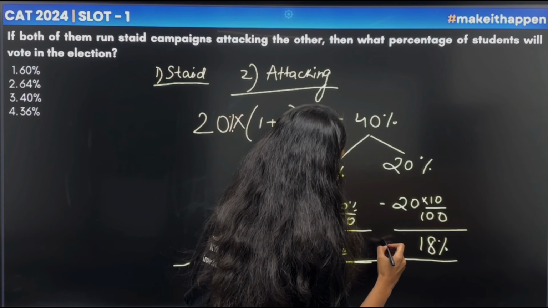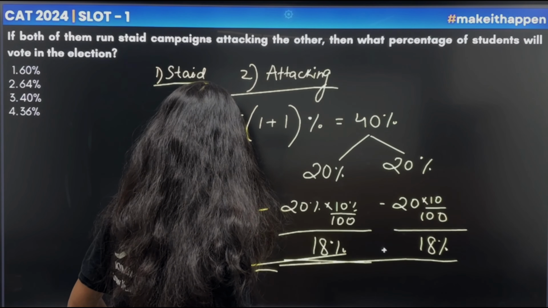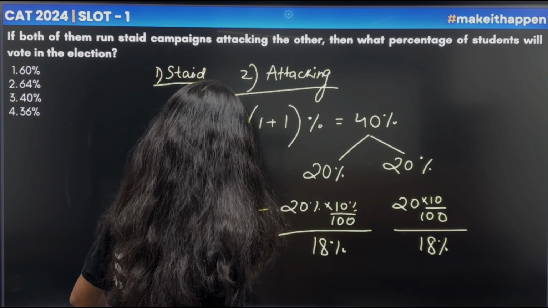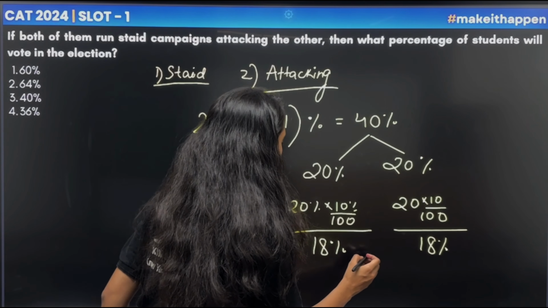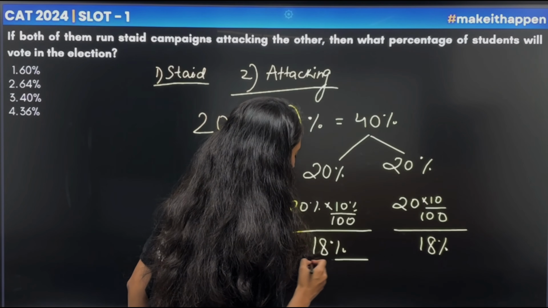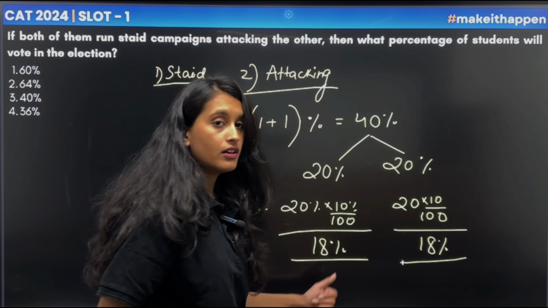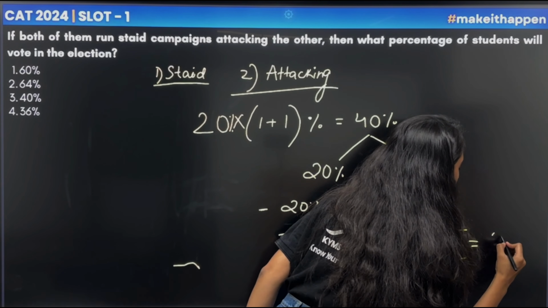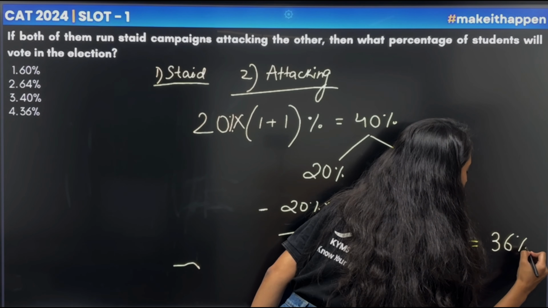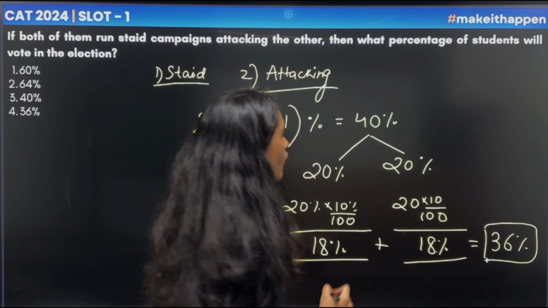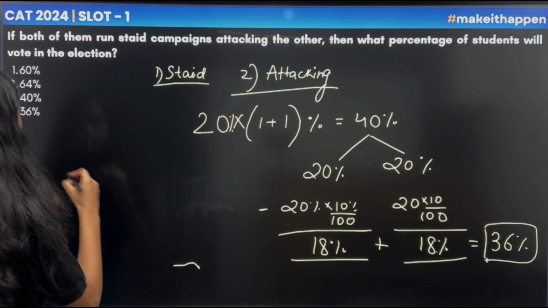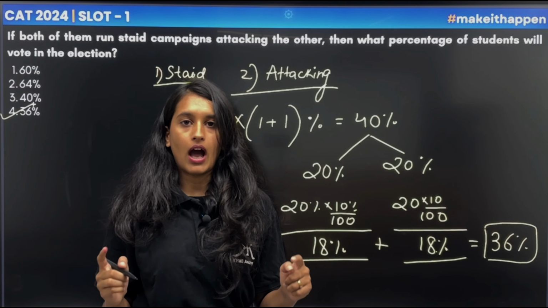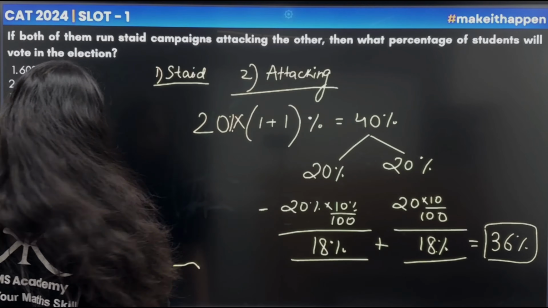So 18% will vote here and 18% will vote here. So we can say that total 36% of the students will vote in the election. So option number 4 is the answer. I hope the question is clear to you. Now let's move on to the next question.